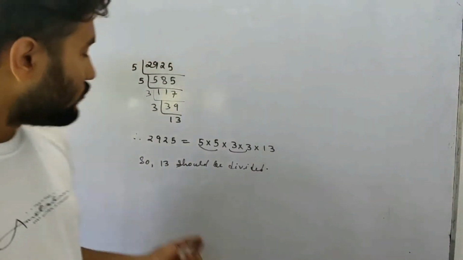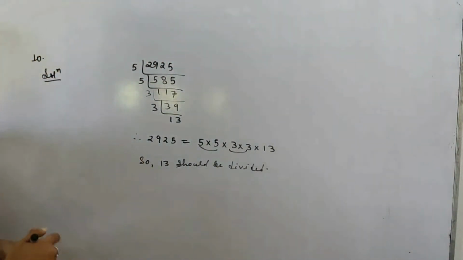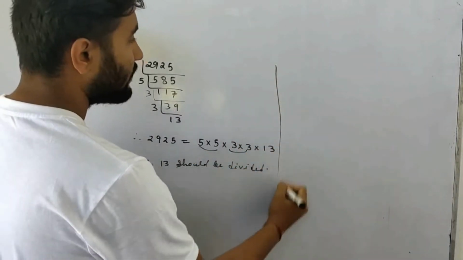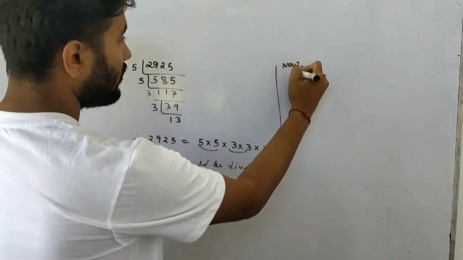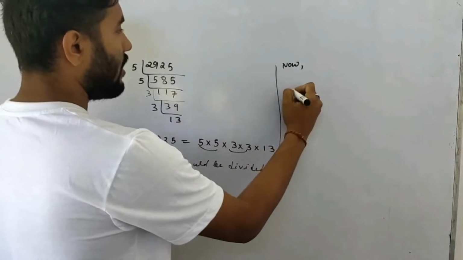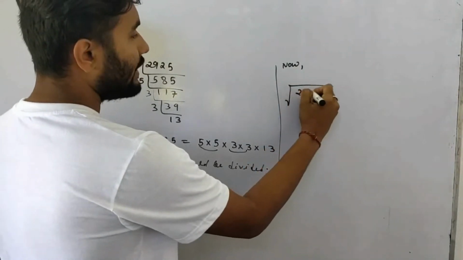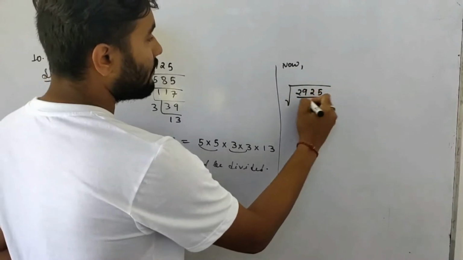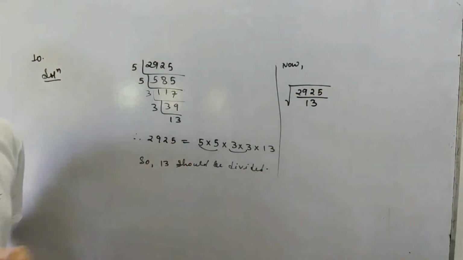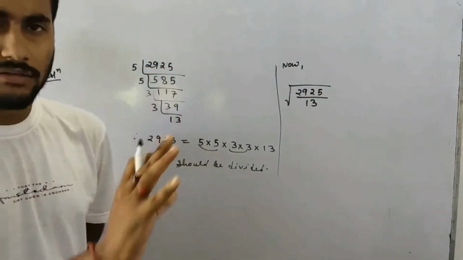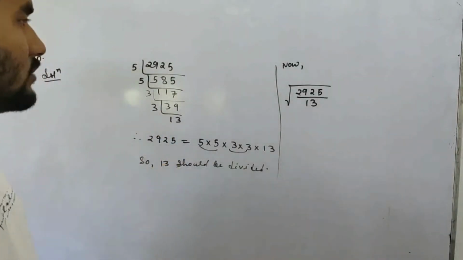To find the square root, we have to divide by 13, isn't it? So now keep on continuing this side. Then how will I write? Square root of 2925 divided by what? 13, isn't it? 13 should be divided. Already in Exercise 3.1 we have done. So 13 should be divided.